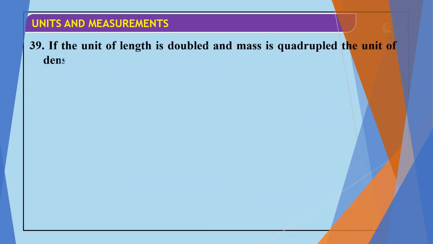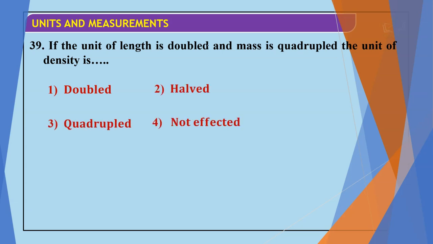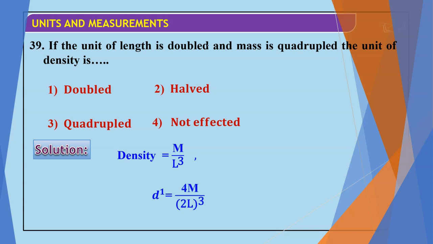Next question we have, if the unit of length is doubled and the mass is quadrupled, the unit of density is: double, half, quadrupled, not affected. Now the solution: density is m by L cube, so d is equal to 4m by (2L) cube. That means this comes out half.